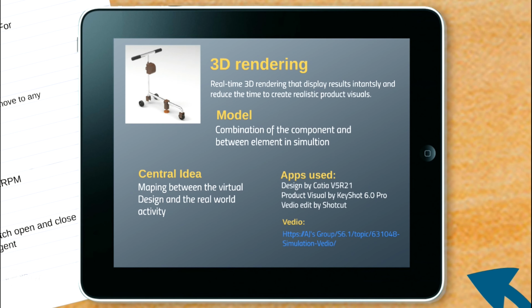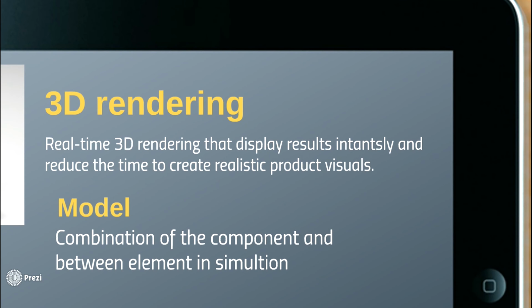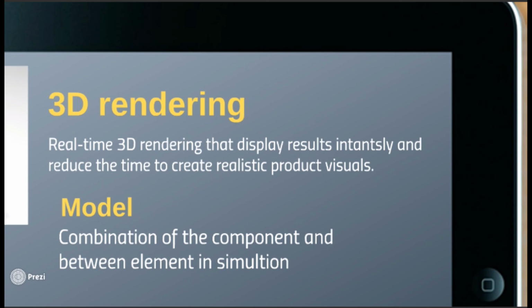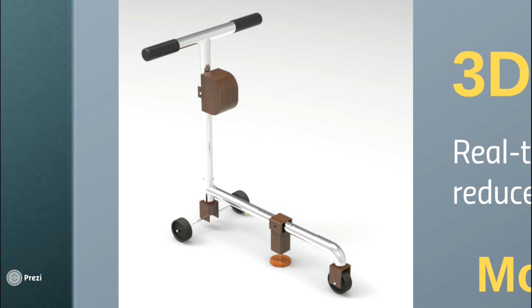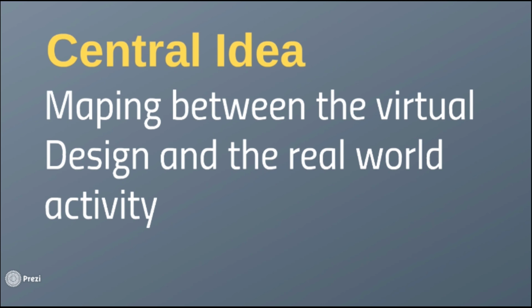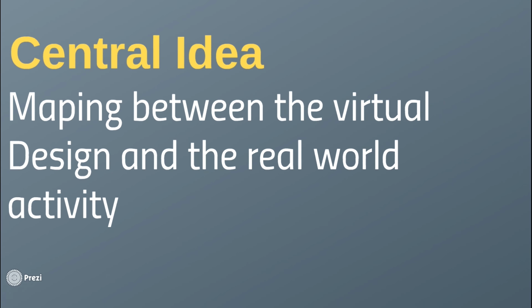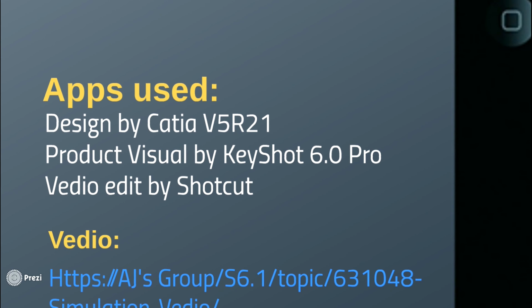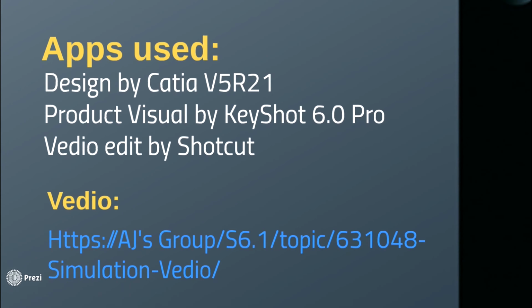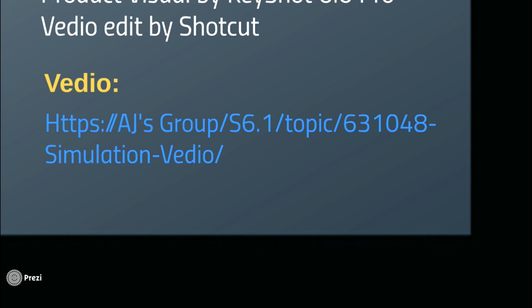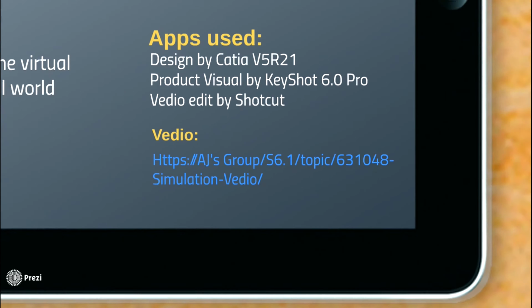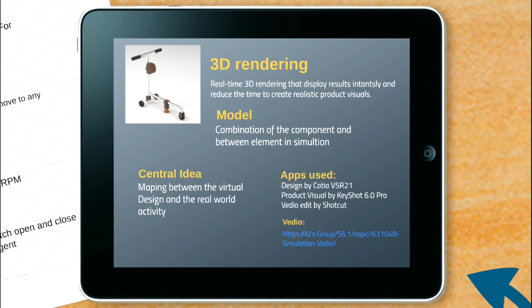For 3D rendering, real-time 3D rendering displays results instantly and reduces the time to create realistic product visuals. This shows the combination of the components and the elements in the simulation. The central idea of this simulation is to map between the virtual design and the real-world activity. The apps used to create this simulation are Keisha V5R21, Keisha 6.0 Pro and Shotcut for video editing. So, click on the link to watch the video.